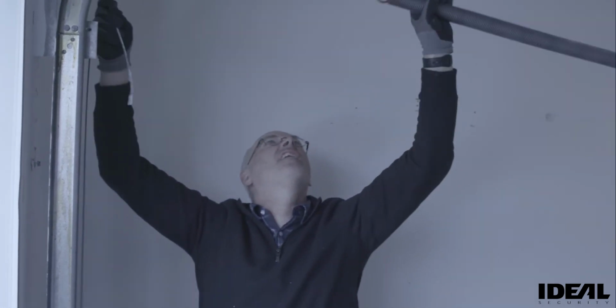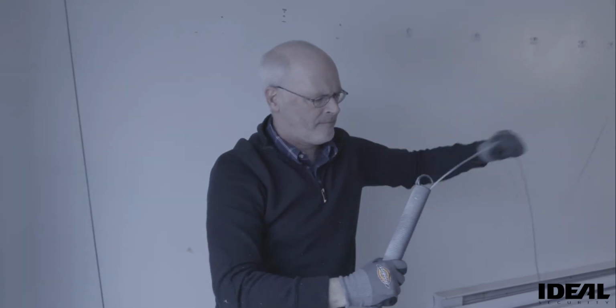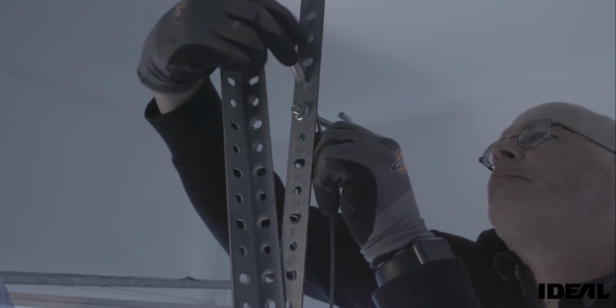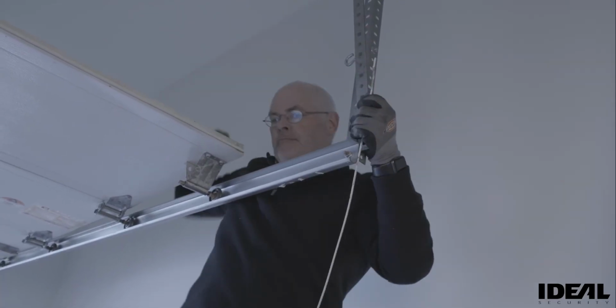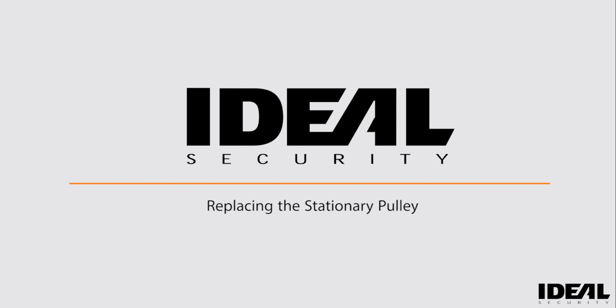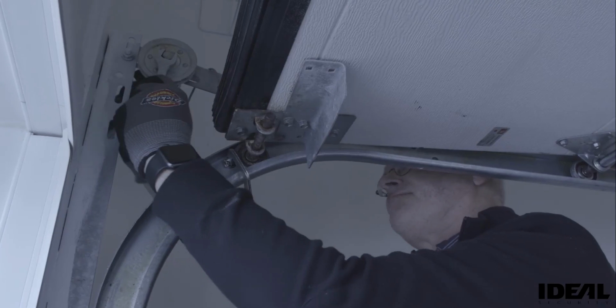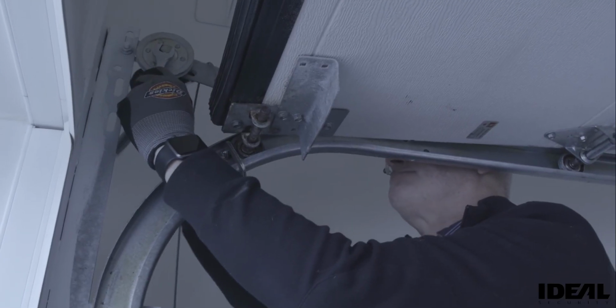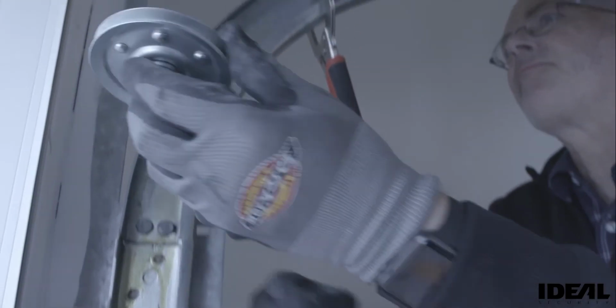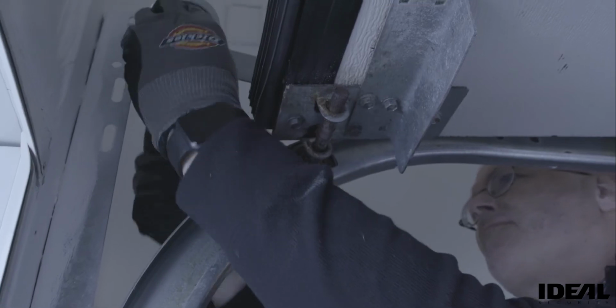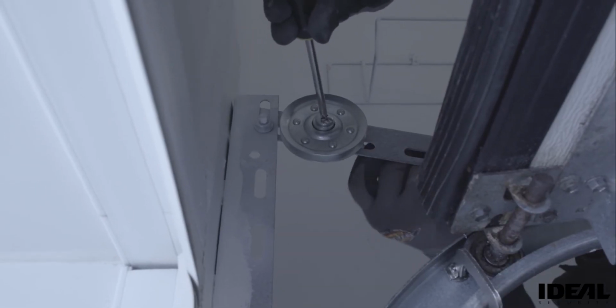Disconnect the safety cable at the front and feed it through the spring, and remove the safety cable from the rear hanger bar. If you're replacing the stationary pulley, you can now remove it and install your new SK7113 or SK7114 pulley. Make sure to properly secure the axle bolt.